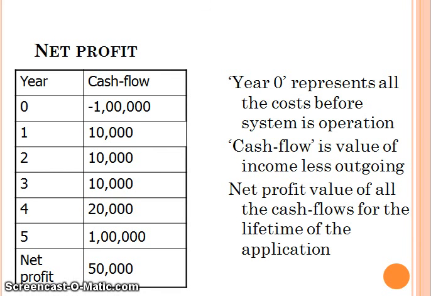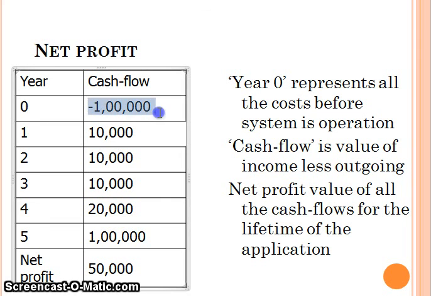So when you see net profit, the initial investment that we have to give is 1 lakh rupees at the 0th year, which is your investment, hence it is indicated with a negative sign. And when you take the first year, you get a returns of 10,000. In the second year, you get a returns of 10,000, and in the third year it is again 10,000. In the fourth year it is 20,000, and in the fifth year you get a returns of 1 lakh.